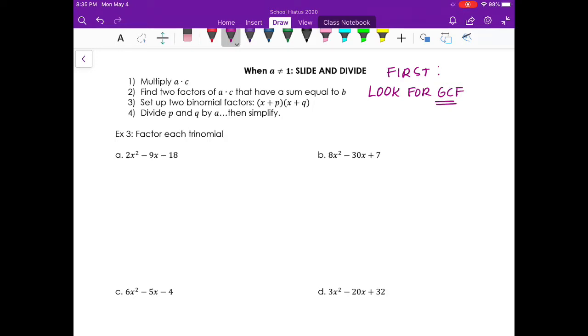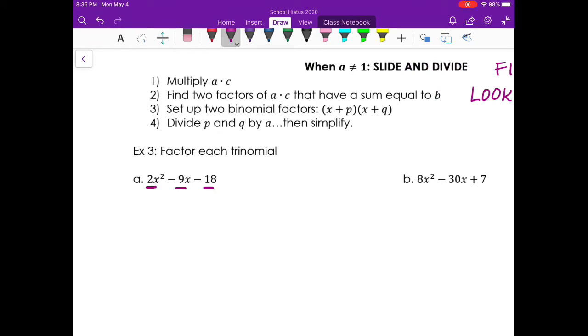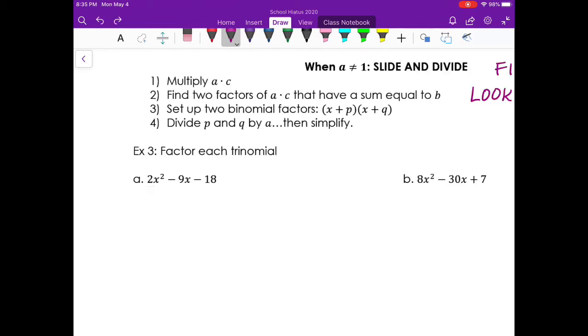All right, so for example 3a, we're going to look at the three terms and see if there's a GCF for the three terms, and there is not. So then we're going to take the leading coefficient, which is your a value, and multiply it times c. So 2 times negative 18 is negative 36. And we're going to look for two factors of negative 36 that add up to negative 9.